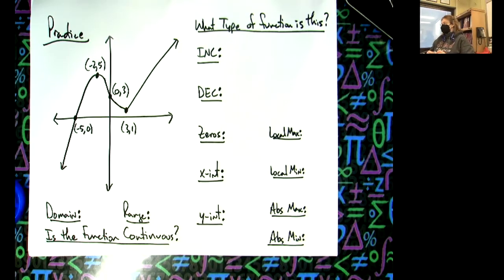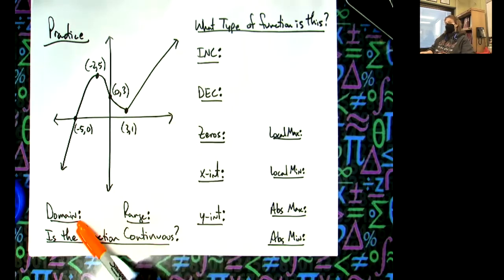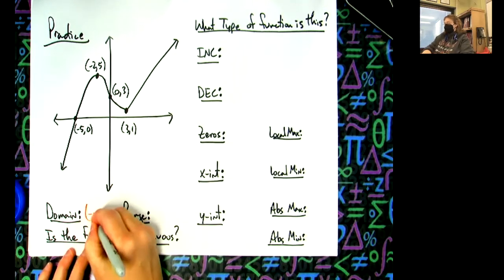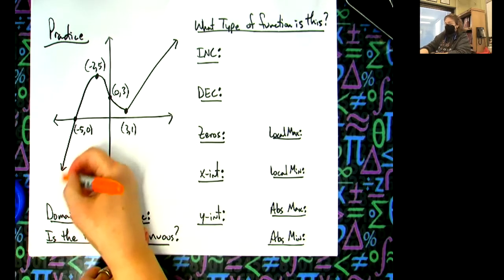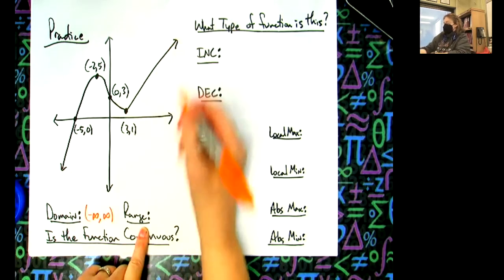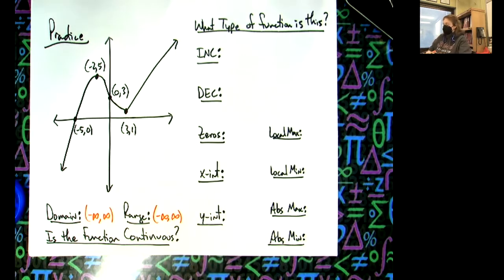Okay, vast majority of you, I think the pencils have stopped moving. Okay, domain. Domain should be really, really easy for this, right? Left to right, how far left does it go? How far right does it go? So domain is negative infinity to positive infinity, which they won't always be that way, but this one turned out that way. All right, range, how far down does it go? Forever. How far up does it go? So again, negative infinity to positive infinity. So those weren't hard.